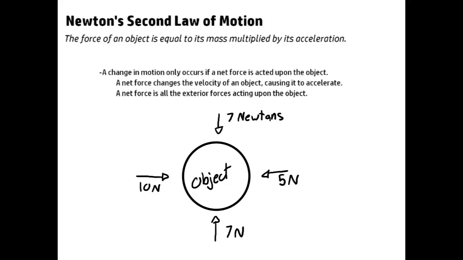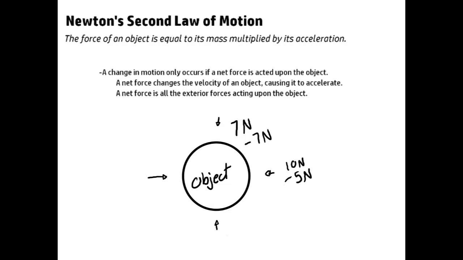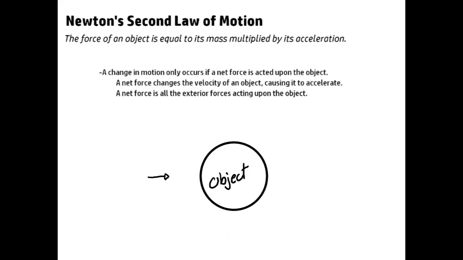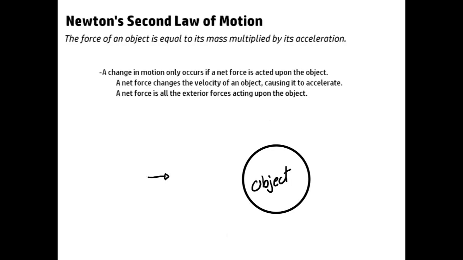The measurement of force is newtons. A newton is the amount of force required to make a mass of 1 kilogram accelerate at a rate of 1 meter per second squared. This object will move 5 newtons to the right. The rest of the forces cancel out, and the object will change its acceleration depending on how much force is exerted where.